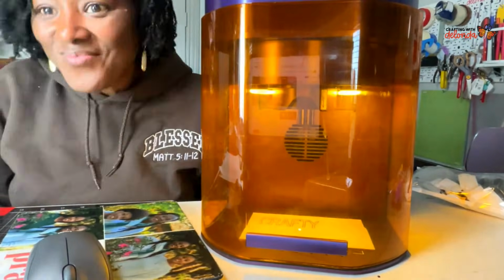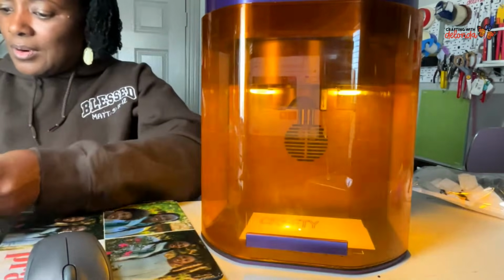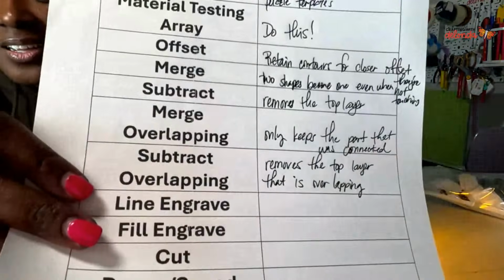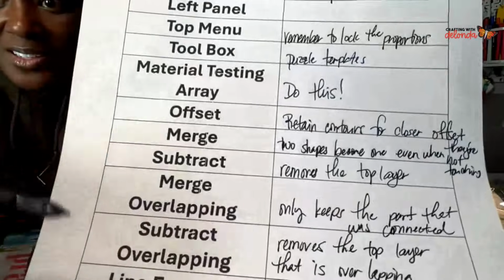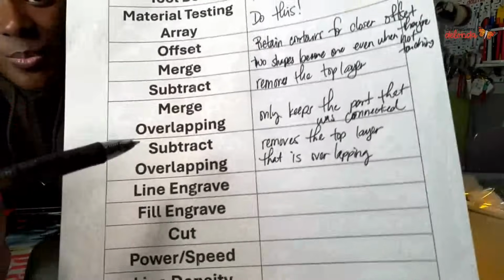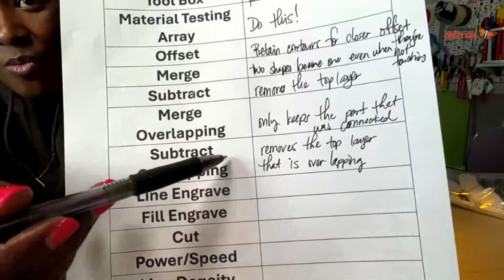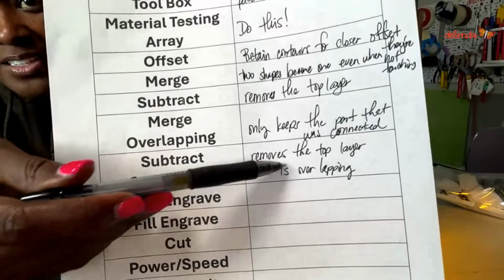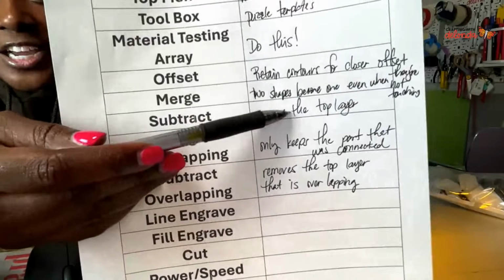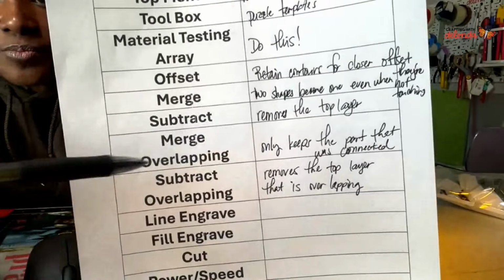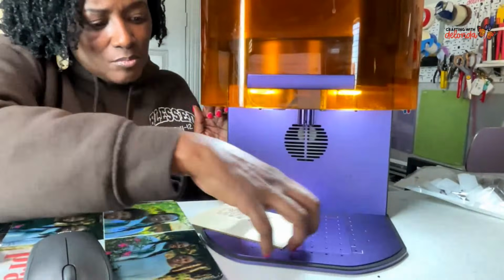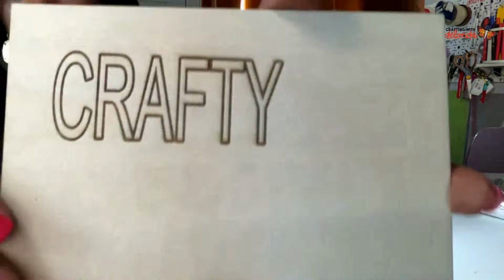That's cute. All right, we're almost finished. So, in case y'all wanna. Oh, really? Vista. I love the Vista. That's my personal opinion. All right. So for subtract overlapping, I wrote removes the top layer that is overlapping, and then for subtract, I wrote down it removes the top layer only. Yes. See that?